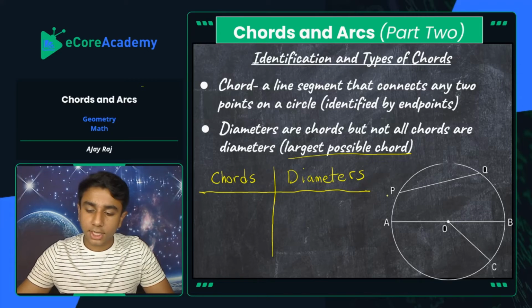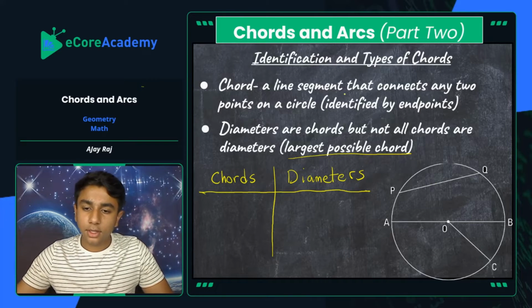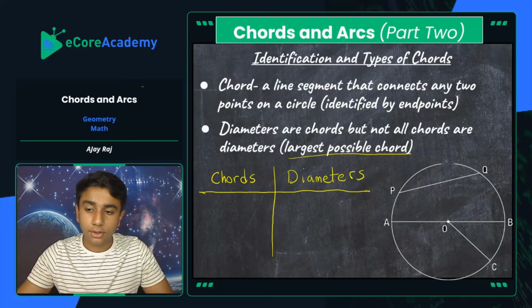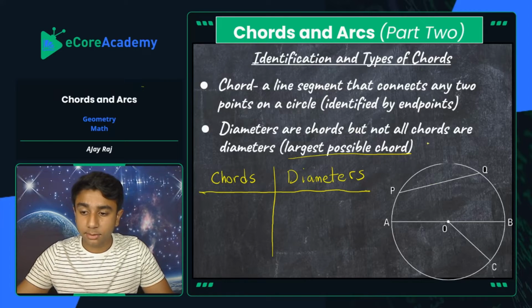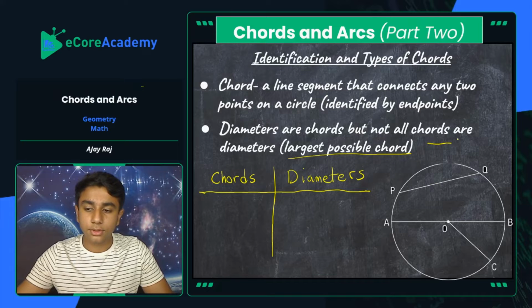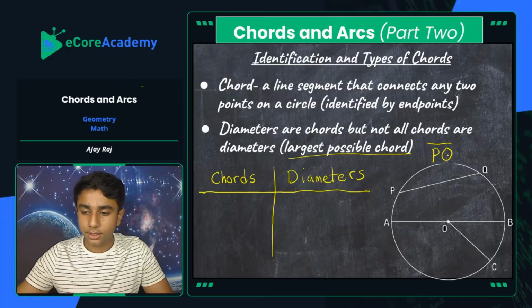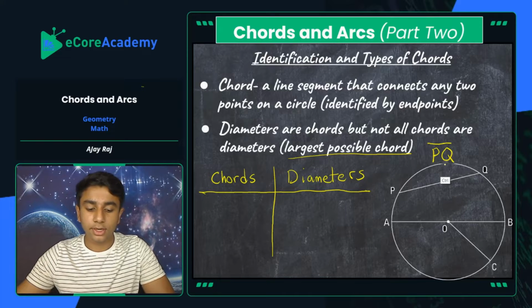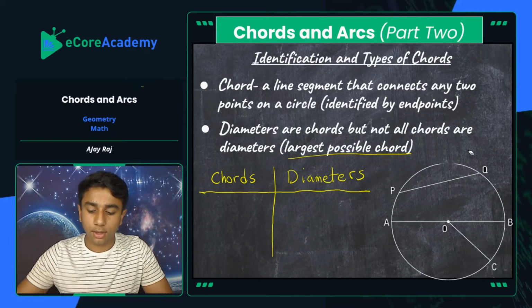Okay, so let's look at line segment PQ. Now we know that line segments are identified by their two endpoints. So this is how you'd write a line segment. You put a line over it, because it doesn't have arrows, so it doesn't indicate rays or lines, so it's going to be a line segment. And then you write your actual endpoints to identify which line segment you're talking about.